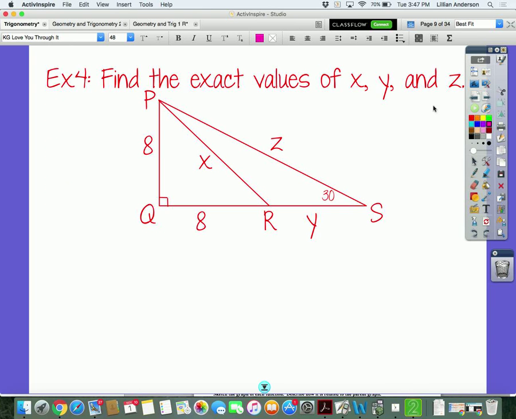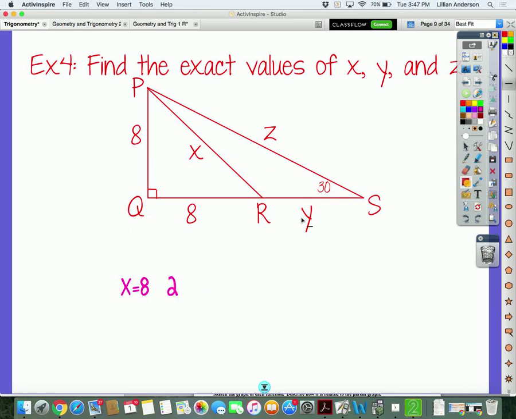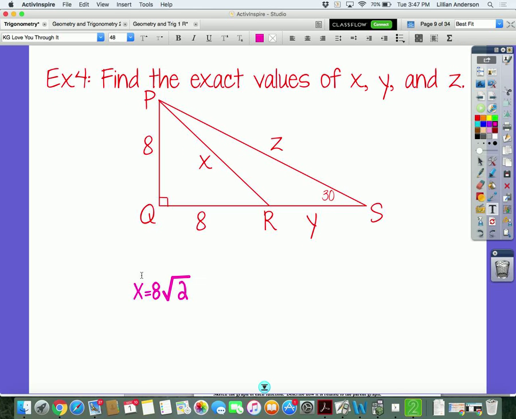So if both of our legs are 8 and 8, that means that x has to equal 8 square root of 2. Okay, so 8 square root of 2 is the value for x. You could also do Pythagorean Theorem, because you do have a right triangle and you do know two sides. The only thing is that you would have to simplify that radical.